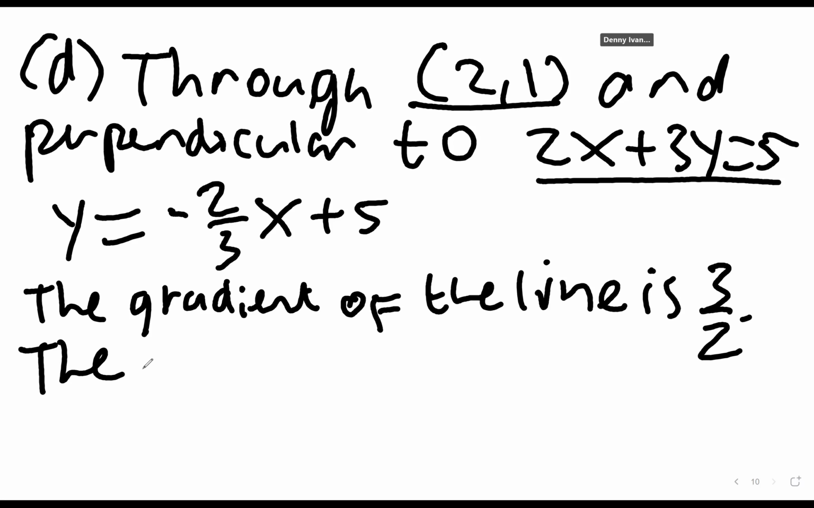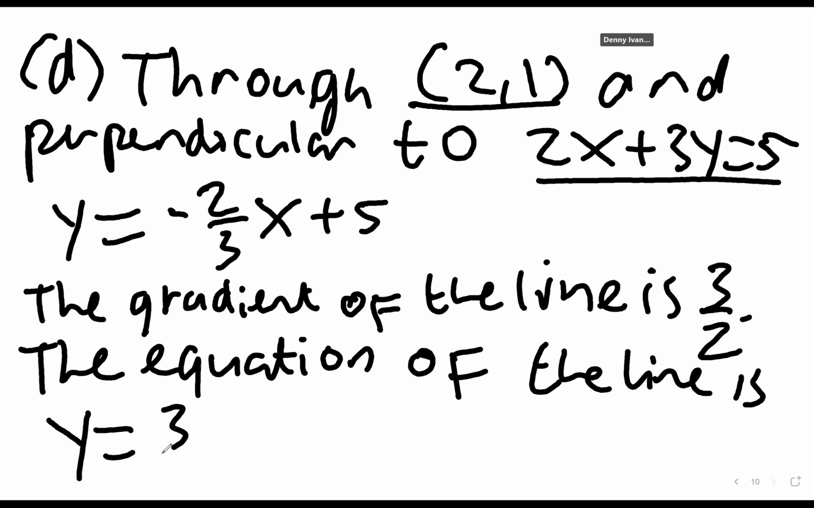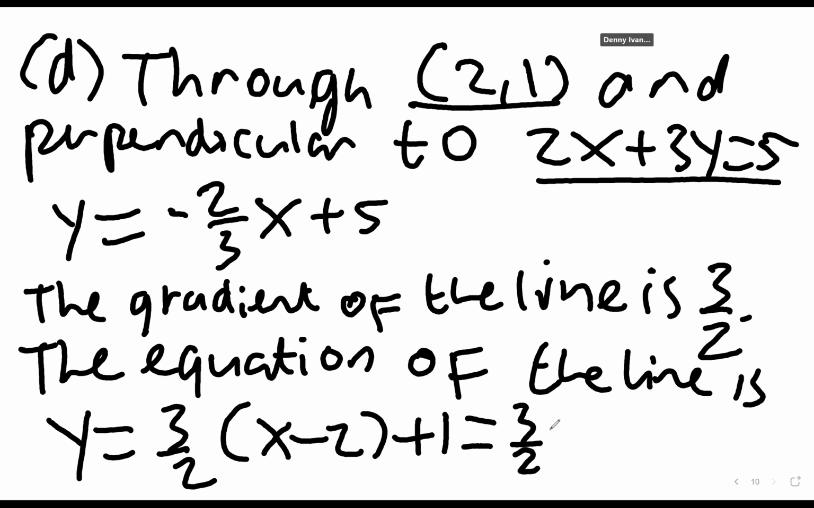So the equation of the line is y equals, the gradient is 3 over 2, times x minus 2, plus 1. I can simplify this as 3 over 2 x minus 3 plus 1, so it's minus 2. All right, so we have answered number 6 here.